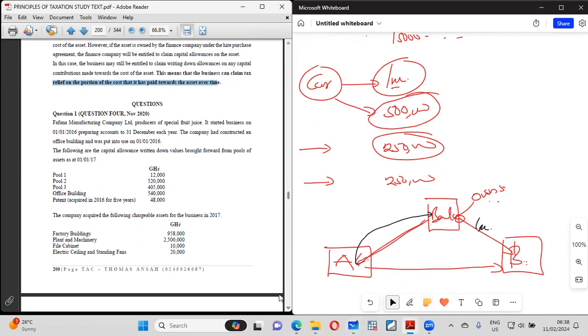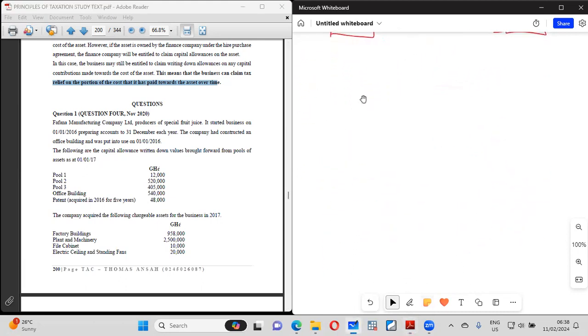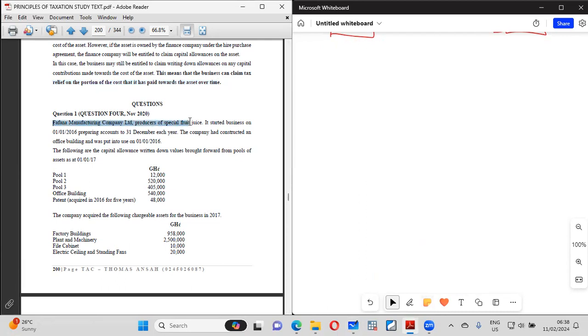Okay, so let's look at this past question. I hope I can be able to do this in the next 20 minutes. All right, so let's look at the past question. Fafana Manufacturing Group, producers of special fruit juice, started business on, you see the date they started the business, January. It's very important for the basis of your capital allowance calculation. Preparing a financial statement to the end, 31st. All right, so this is what we have. The following capital allowance written down values were brought forward from the pool. So we have pool 1, pool 2, pool 3.